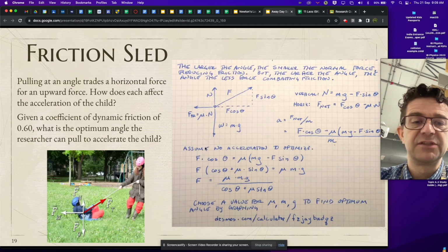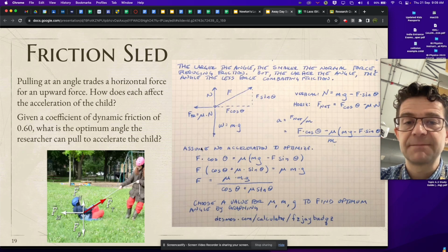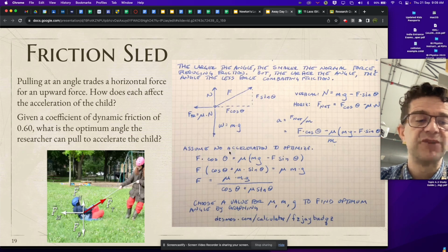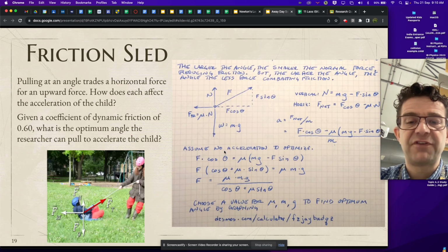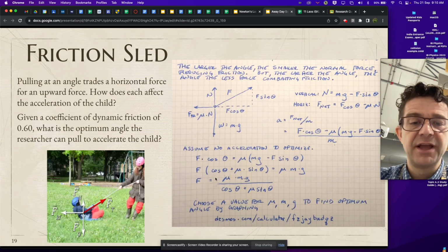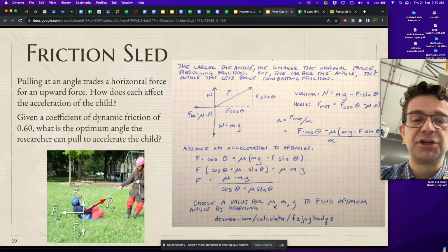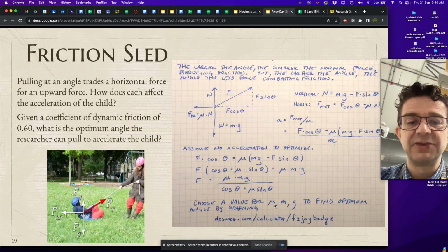What we're going to do is try to optimize this. In order to do that, we'll assume that there's no acceleration, and we'll find the value where the force can be the smallest. You rearrange here, and you get an expression that depends on theta. And here you see a link to a Desmos that shows what that looks like. Again, this goes outside of what you'd be able to do, so I just wanted to give you a little something to think about if you wanted to extend.